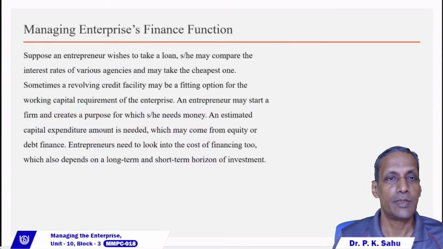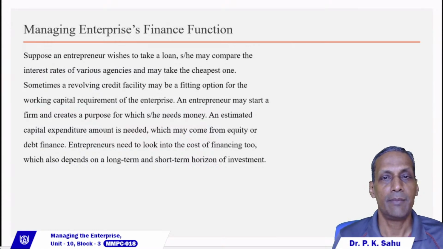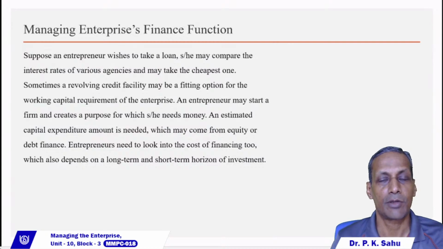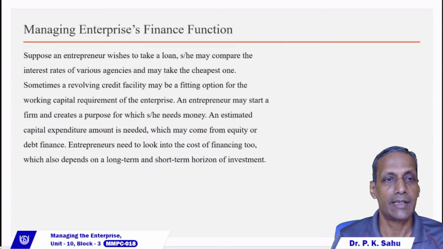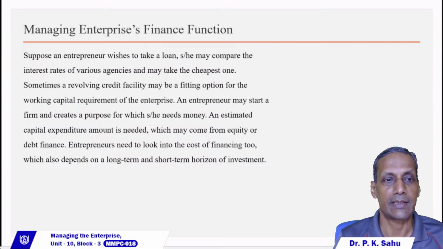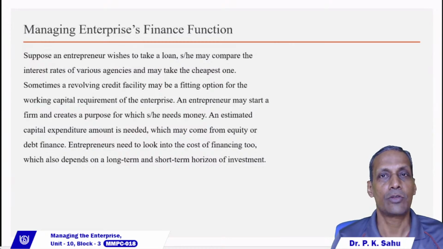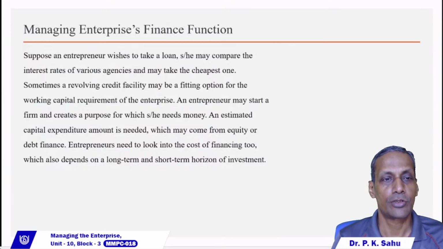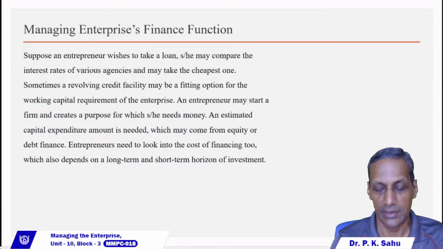Suppose an entrepreneur wishes to take a loan. She or he may compare the interest rates of various agencies and may take the cheapest one. Sometimes a revolving credit facility may be a fitting option for the working capital requirement of the enterprise. An entrepreneur may start a firm and create a purpose for which she or he needs money. An estimated capital expenditure amount is needed, which may come from equity or debt finance. Entrepreneurs need to look into the cost of financing too, which also depends on the long-term and short-term horizon of investment.